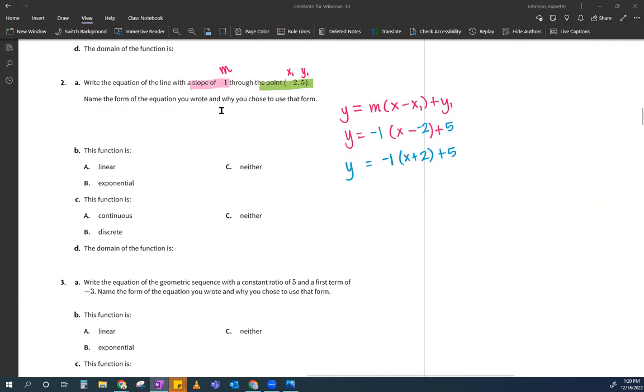So number one, did I write the equation of the form? Check. It says name the form of the equation you wrote and why you chose it. Can someone put that? No, you got it right.